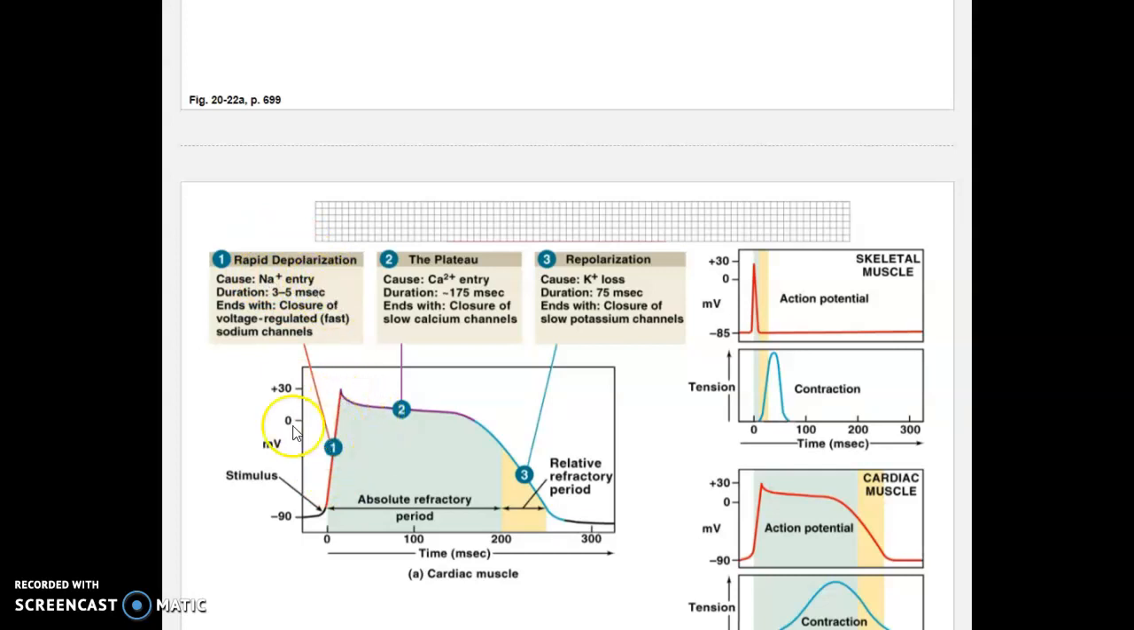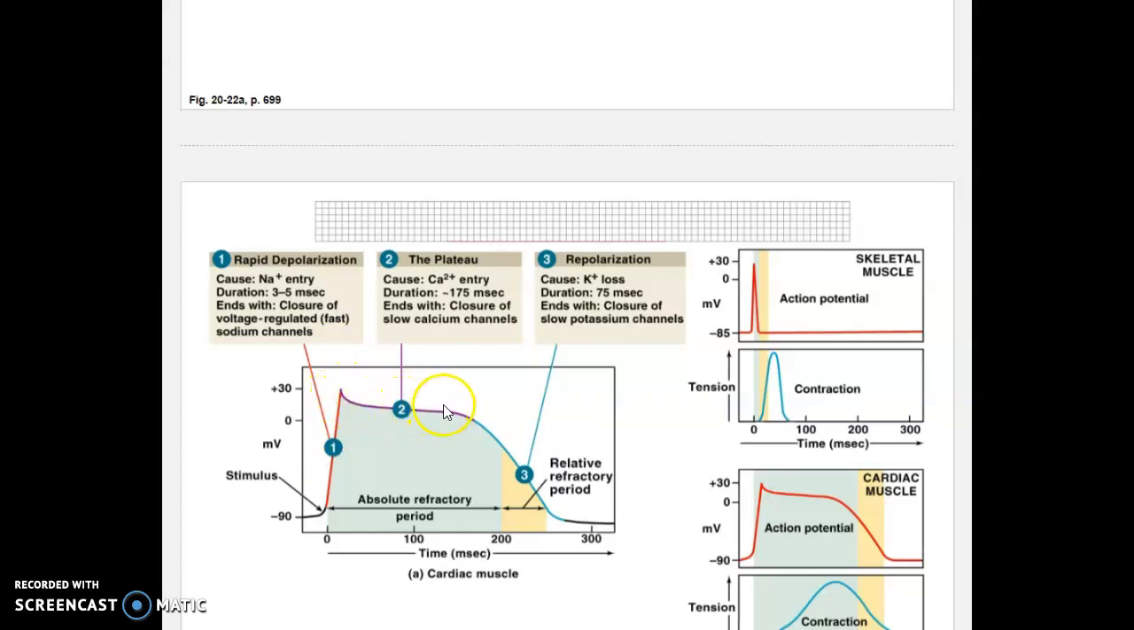Now, once we cross zero, again, we reverse membrane potential. And what that does, that starts shutting these sodium channels, but it actually opens up some calcium channels. So calcium starts coming in, but instead of rushing in, calcium is coming in slowly. So it's actually slow calcium channels. So instead of this climbing up higher and higher as it did when sodium came in, then calcium kind of causes it to level off.